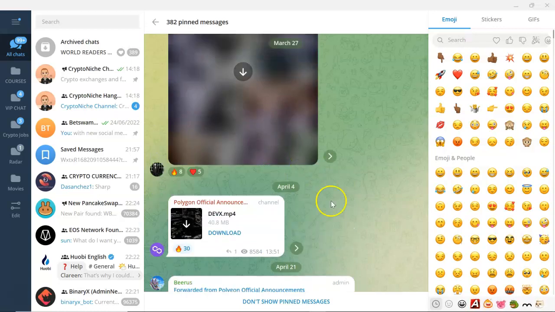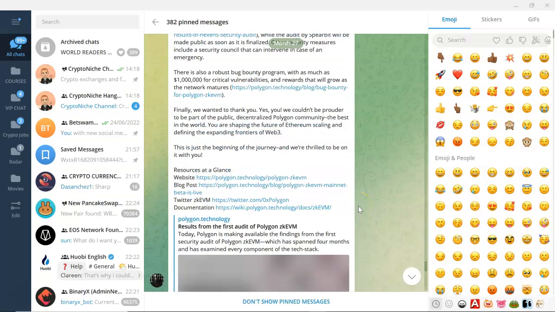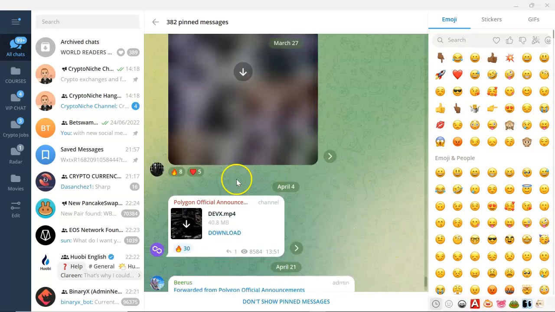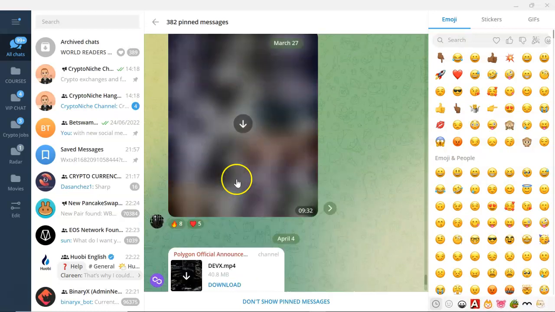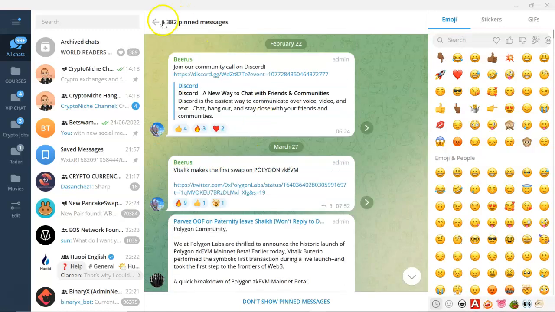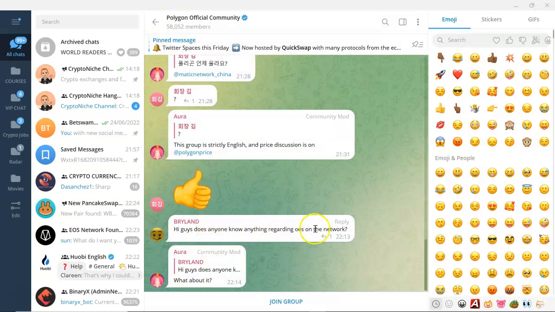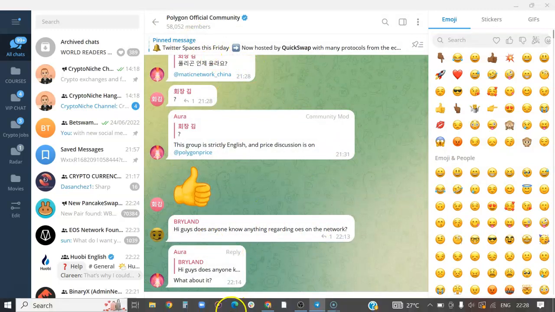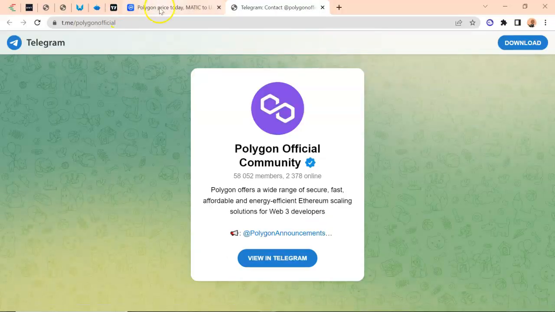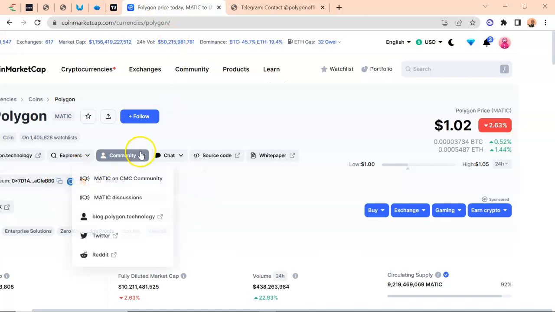I'm not seeing anything. There is no announcement right here that can actually invalidate our analysis. Nothing yet. Let me check. Okay, so there's nothing here that could invalidate our analysis. Having said that, let me check the Twitter page. Probably you can find some more details on the Twitter page.